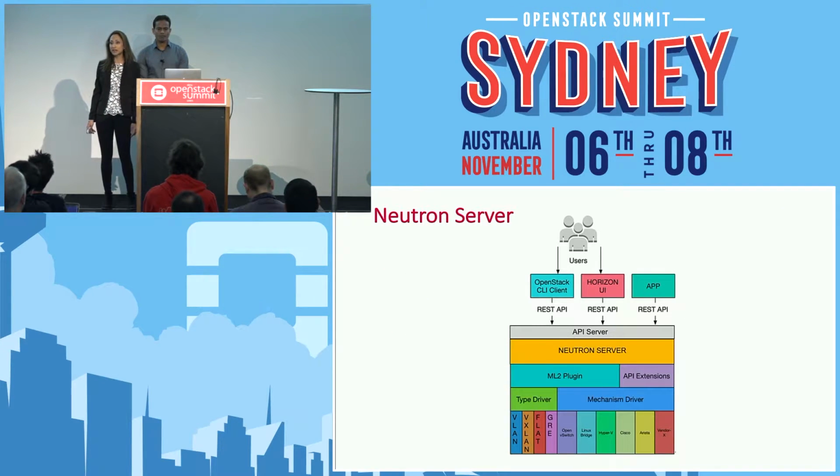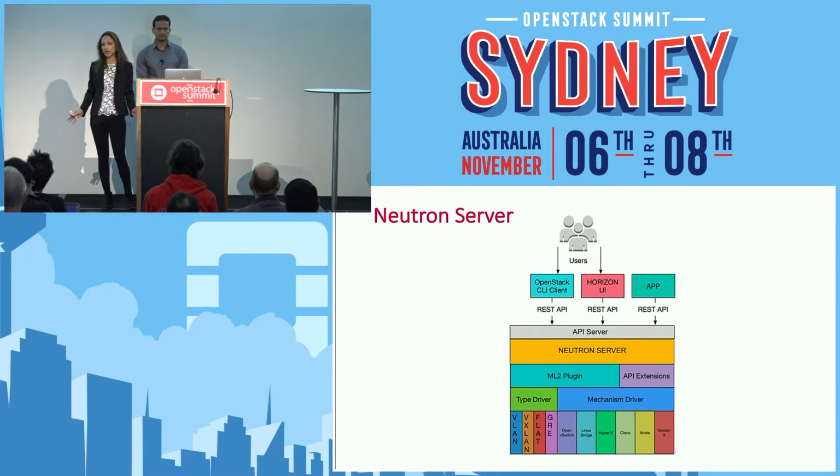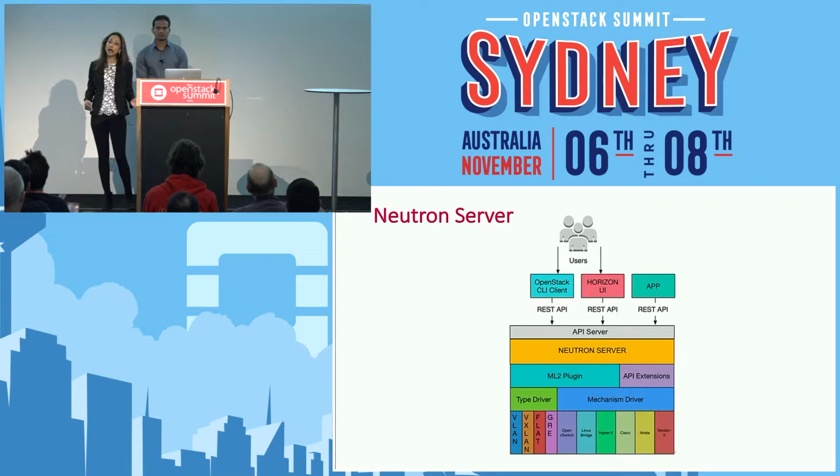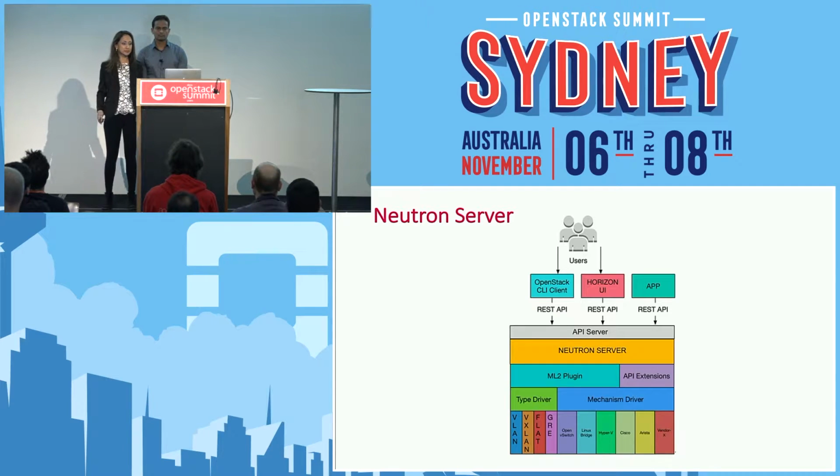So this is a look again at the Neutron server. What you can see is basically a summation of everything I spoke about. You have the user or the client interacting in three different ways with the Neutron API server. The Neutron server includes the ML2 plugin and its API extensions and the two types of drivers, the network type drivers and the mechanism drivers. So the whole idea behind the network type drivers is that the network type code is completely separated out and doesn't have to be repeated. This gets rid of a lot of redundancy.